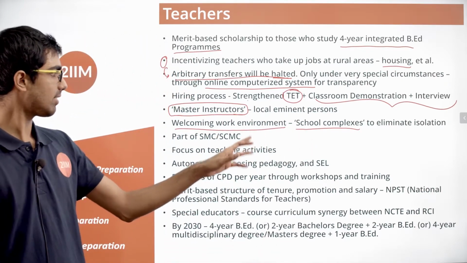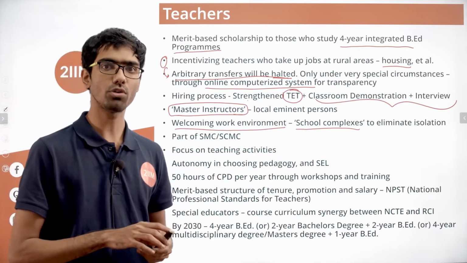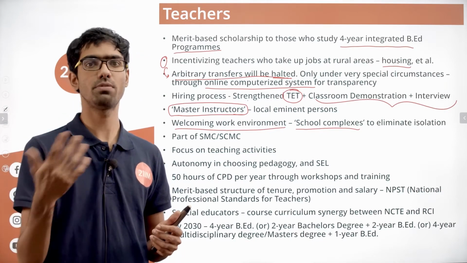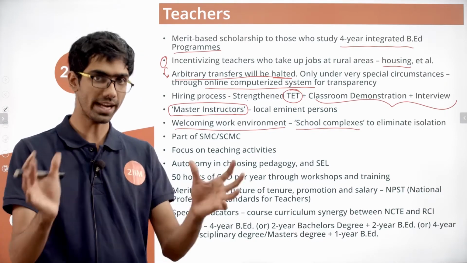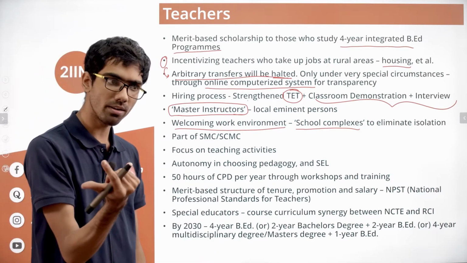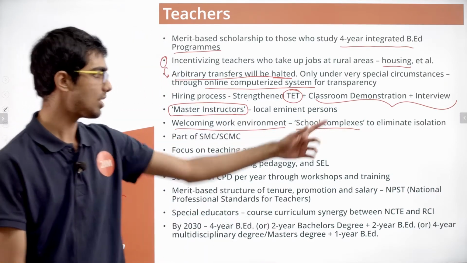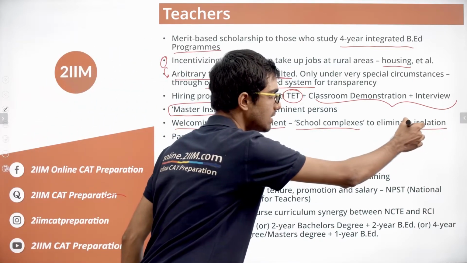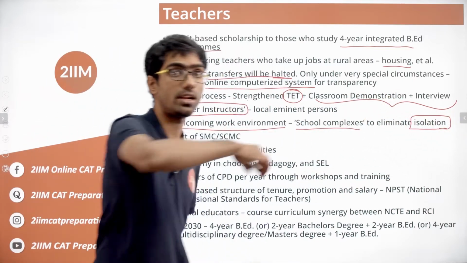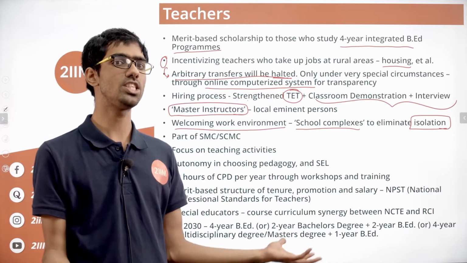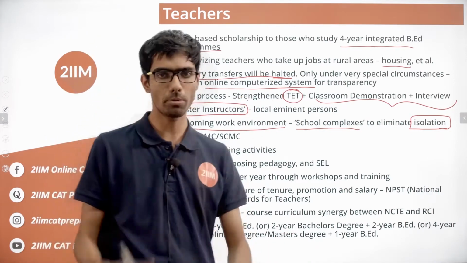And school complexes are necessarily not a new idea. It was already put forth in the 1965 range. But now this policy suggests that this needs to be implemented at some level. To eliminate isolation, so this means that the teachers sometimes might feel isolated because they teach in a very remote area. Now by bridging them into school complexes, this problem could be avoided.